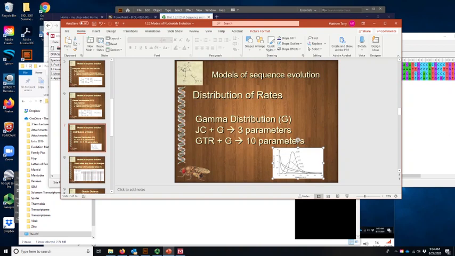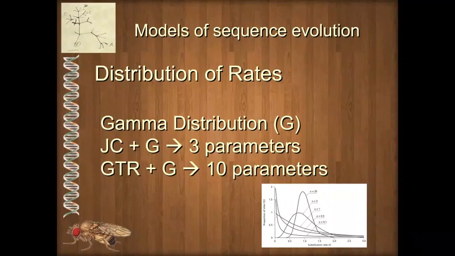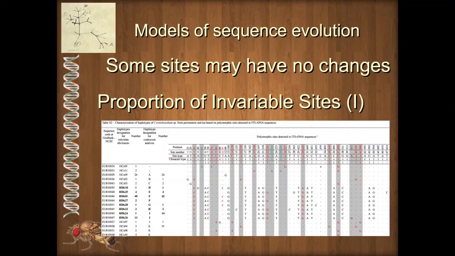How do we pick which one we're going to use? Do we pick the simpler one where we only have to estimate 3 parameters, or do we pick the more complex one where we have to estimate 10 parameters? We'll get to that in a minute. Before we do, we need to go to one last parameter that is often used, and this is called the proportion of invariable sites. It's represented by this letter I.